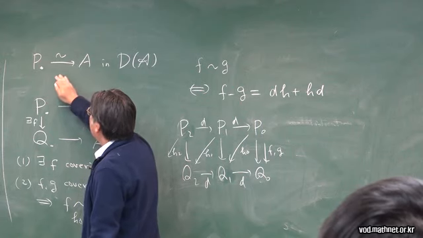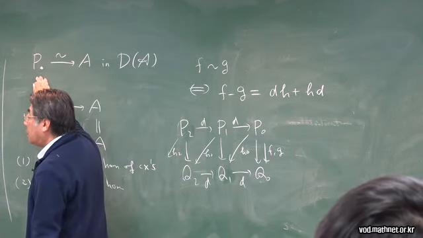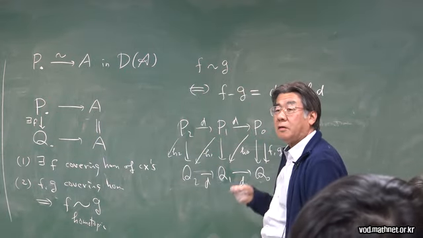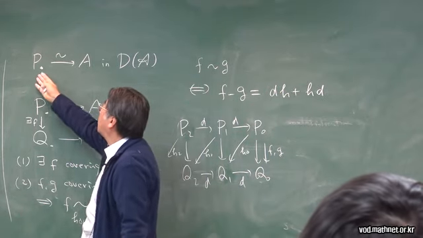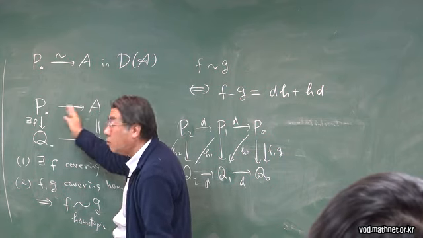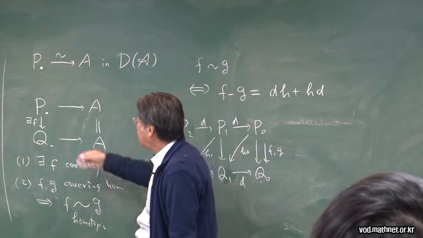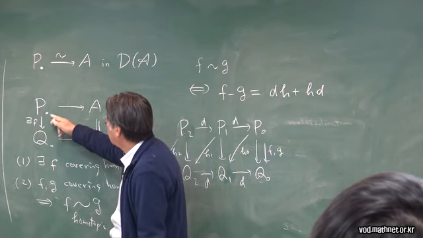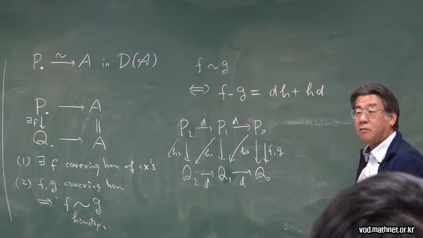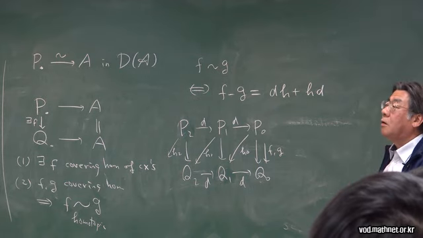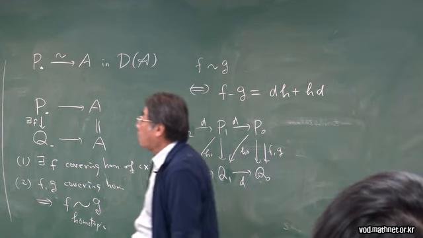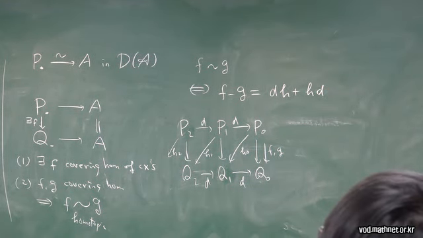So A and this resolution are isomorphic. You may be afraid of the automorphisms. If you have too many isomorphisms, in the derived category A, P dot and Q dot are all isomorphic. So if they compose, you may get a non-trivial automorphism. If you get more automorphisms which is not necessary, then this is not good. But actually, the derived category is the homotopy category.